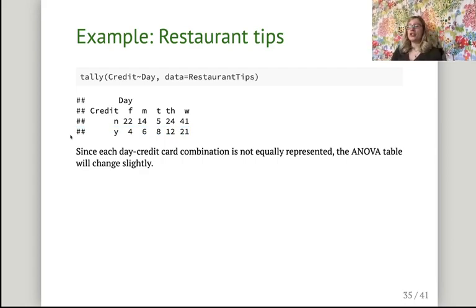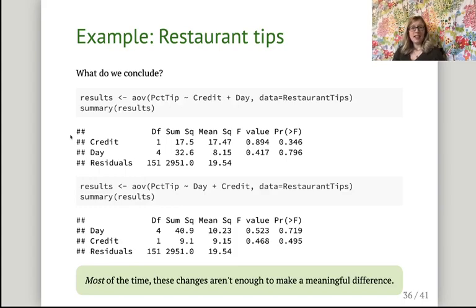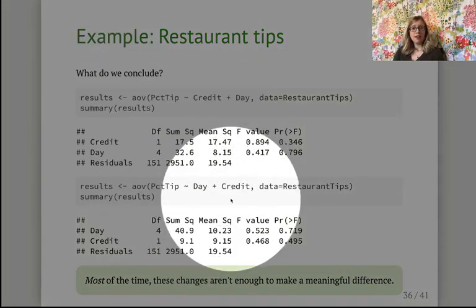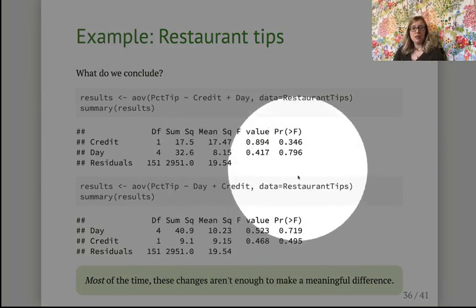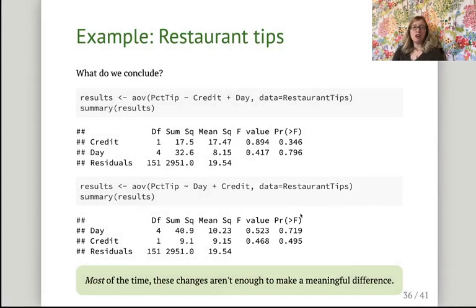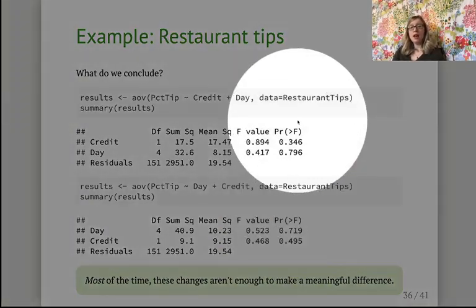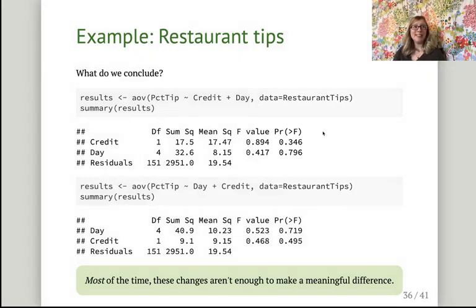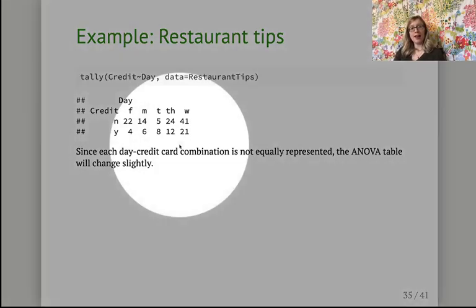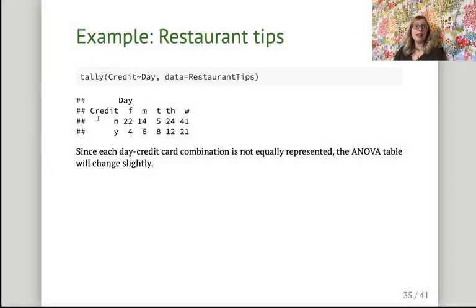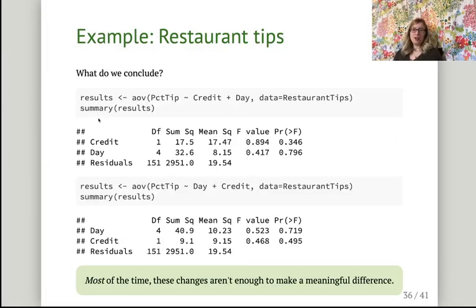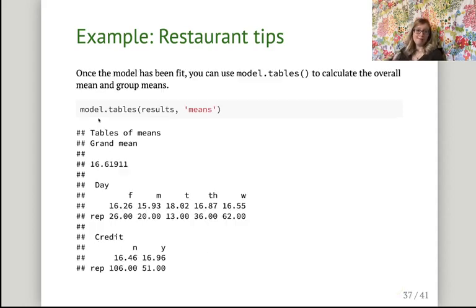Now, will it change a lot? No. The things that are going to change are the F values and the p-values. Most of the time, these changes aren't enough to make a meaningful difference. No matter which version of this ANOVA table you look at, there's still no strong differences. If you have differences in your number of counts in each observation, I recommend fitting the model both ways. If your conclusion stays the same no matter what, then that's some more support for your decision. If you get differences depending on the order, talk to a statistician.